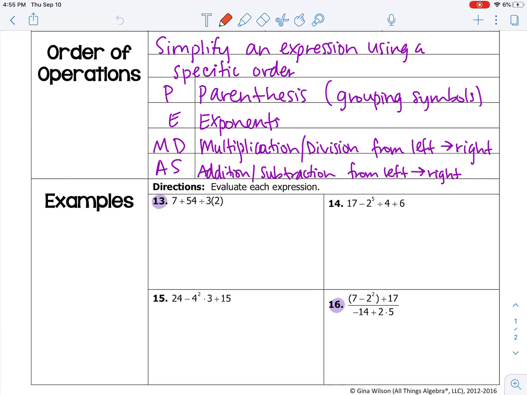Today we're going to talk about order of operations. You may remember order of operations from previous math classes. Order of operations is just a way to simplify an expression using a specific order.